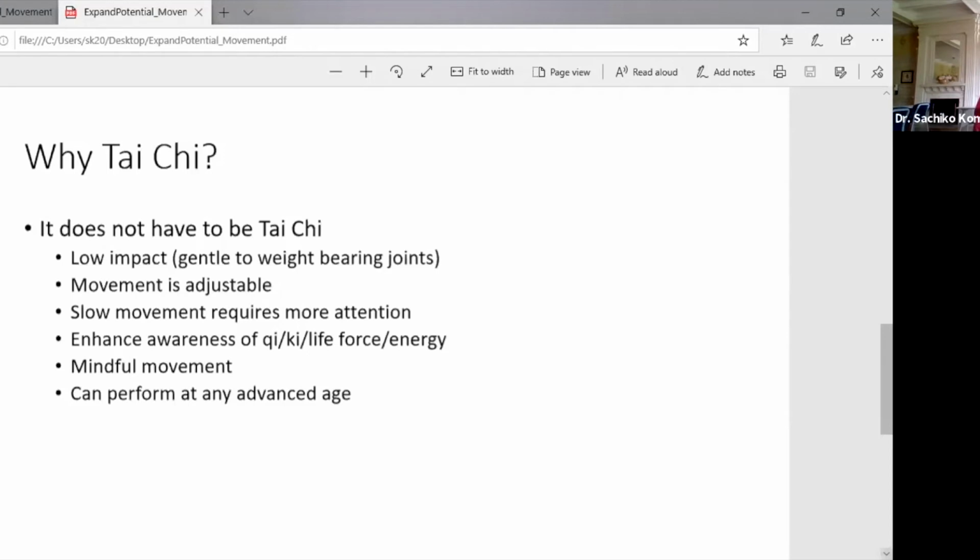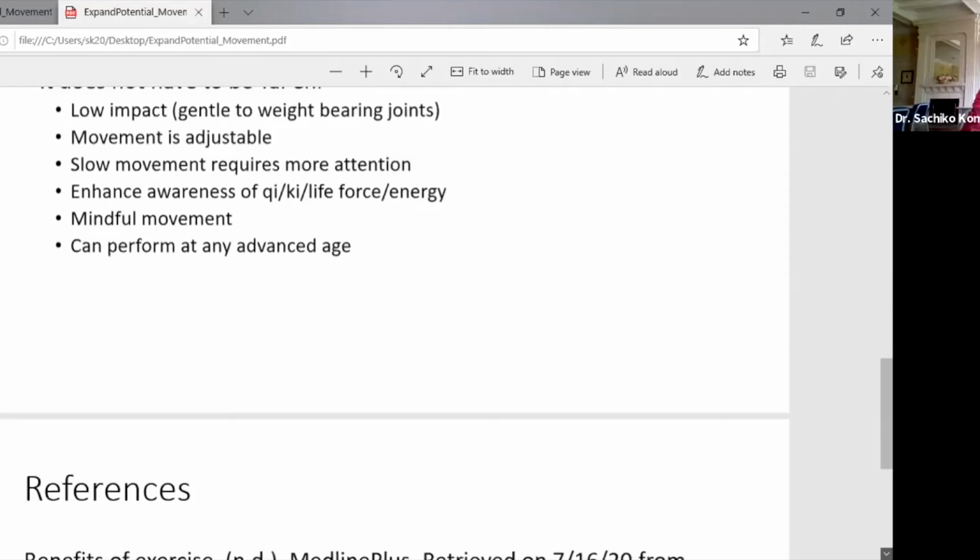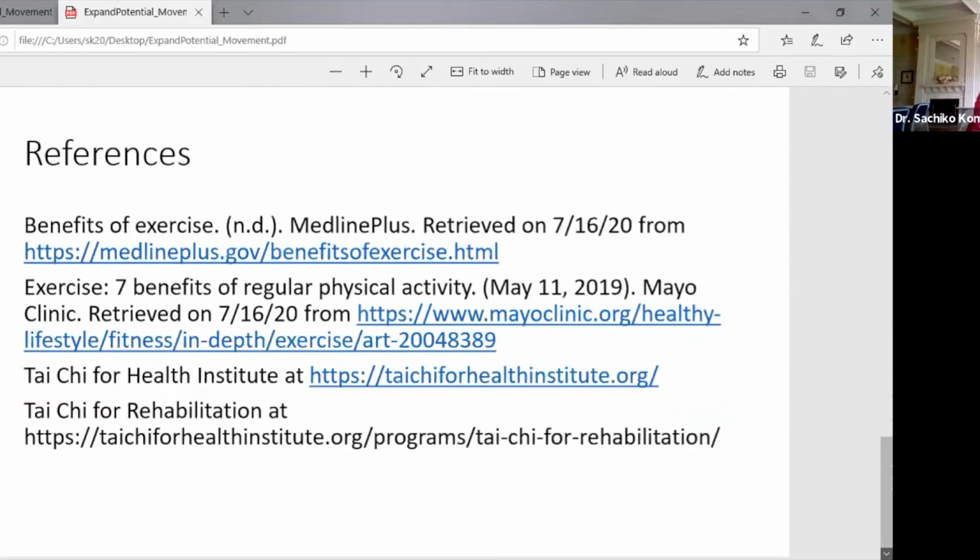So if you have questions about the movement I'm going to show you today, you can go to Tai Chi for Health Institute, and that's where you can find some of the information. And here is the reference I use for today's session. So I hope you're ready. I'm going to close this slide, and I will show you my movement now.